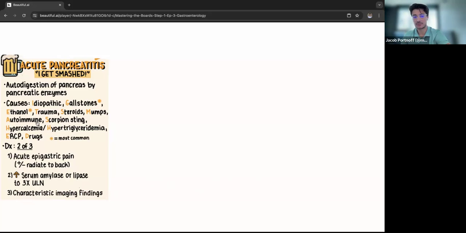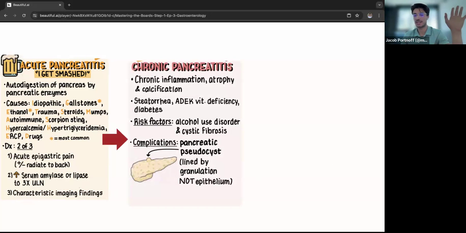There's some other high yield causes here, but really the gallstones and ethanol are the ones I've seen tested, or that crazy obscure scorpions thing. But yeah, just focus on those high yield ones.